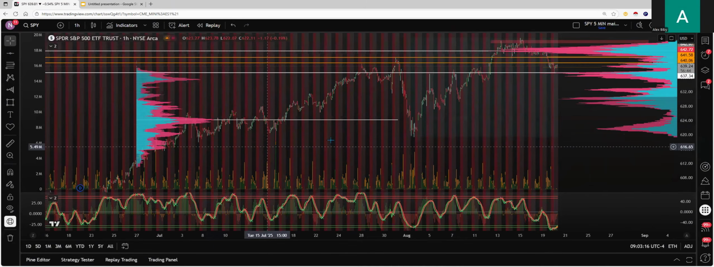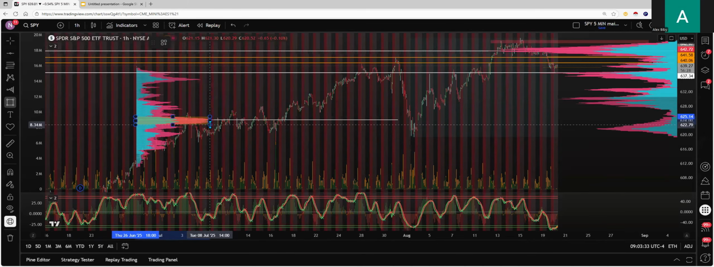So this one from here to here, our point of control is this white line. Clearly, price stayed around this area for the longest time. Then let's pick out our distinct peaks here. So we have one peak right here. We have another peak right here. And you can kind of go through that.